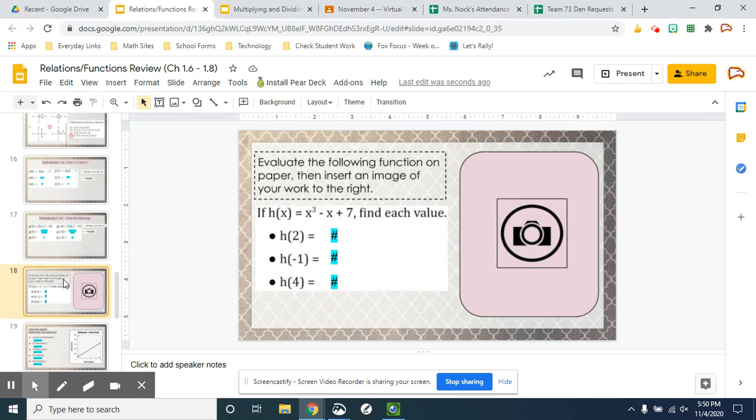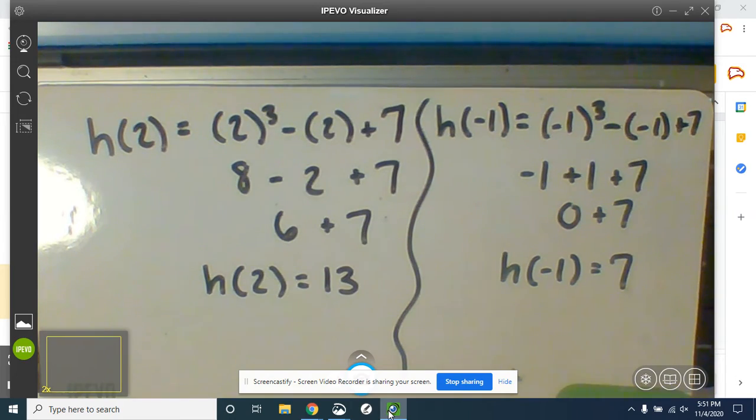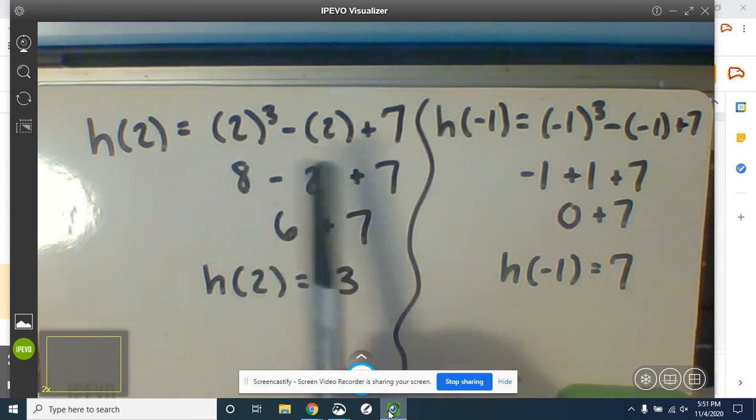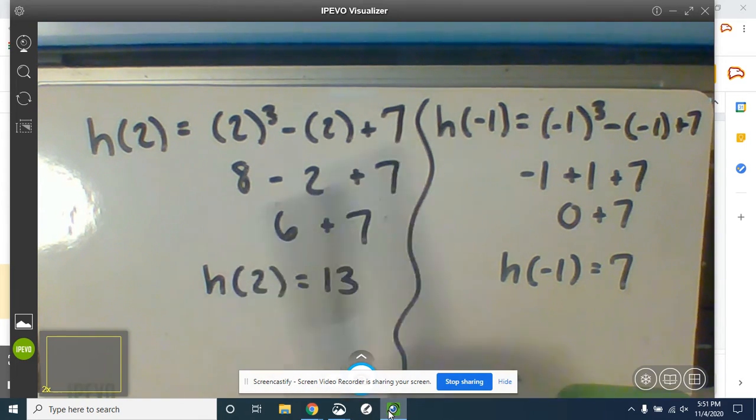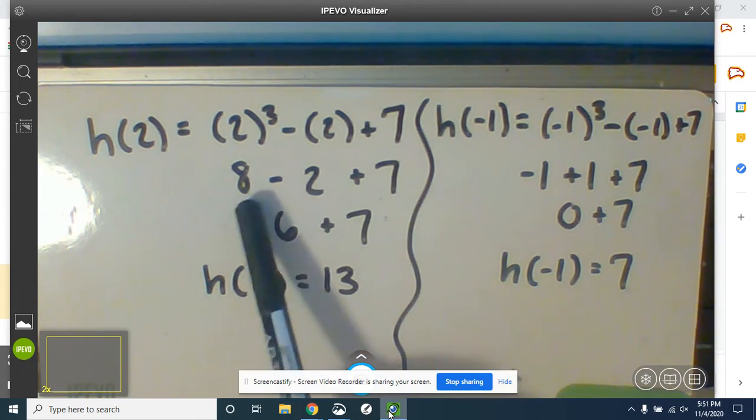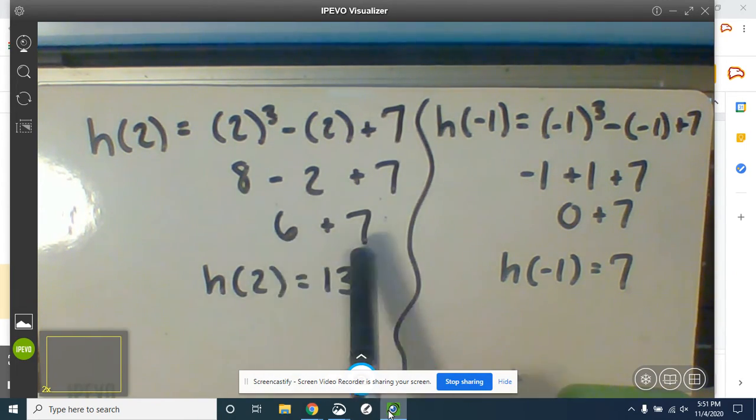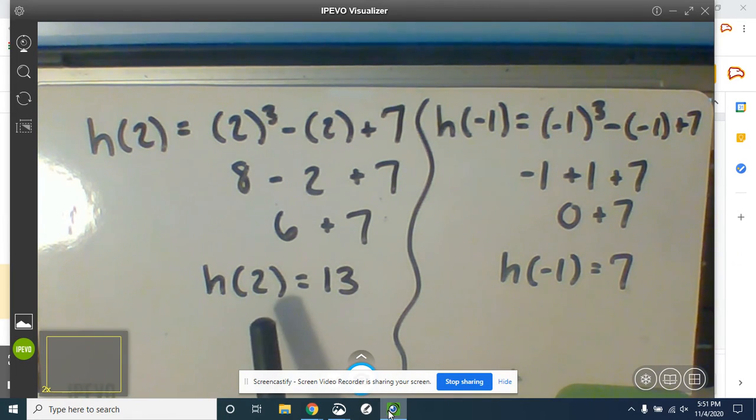All right, and I'm going to show my work for these, so give me one moment. I don't know why I said give me one moment because I paused it. Either way. All right, so I'm just going to show you the first two first. So we have h of 2. So when you plug it in, exponents first. So that 2 to the third power is 2 times 2 times 2, which is 8, minus 2 plus 7, working left to right. So 6 plus 7, 13. So if I have an input of 2, my output is 13.